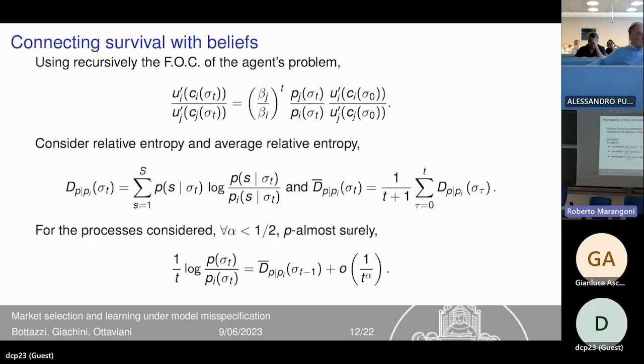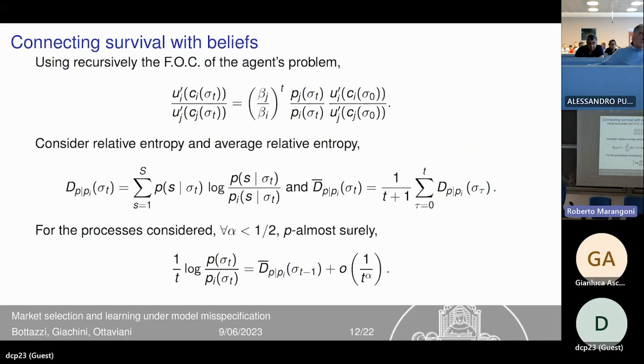Very good. Now there is a trick. This is the most technical slide of the paper. There is a trick in which we can essentially translate the dynamic of consumption of the agents into a relative likelihood ratio. We do it by using recursively the first order condition of the optimization problem. What you discover is that this ratio, called the ratio of marginal utilities, is essentially equal to the ratio of the models of the agents.